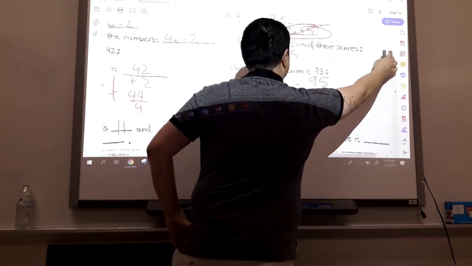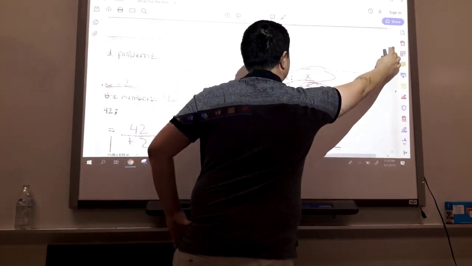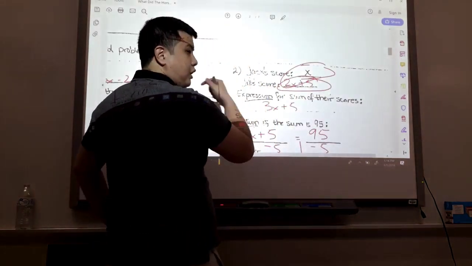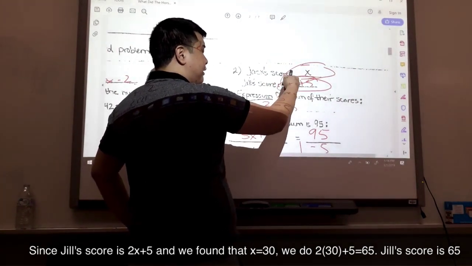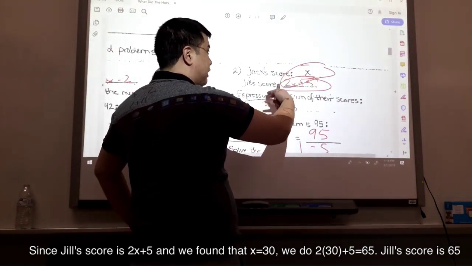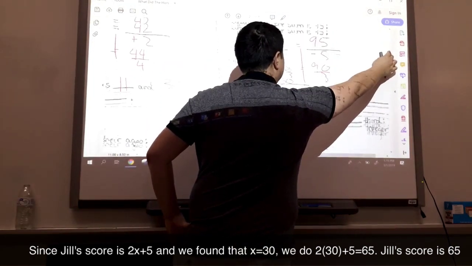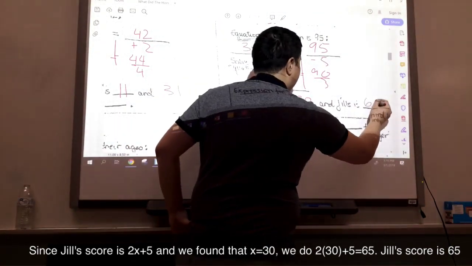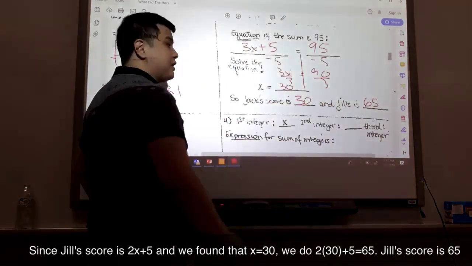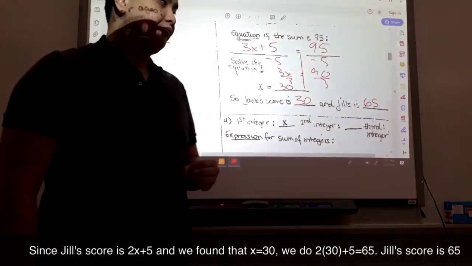To find Jill's score, we need to take Jack's score and plug it into the expression for Jill's score. Because Jill's score is 5 more than twice Jack's score. So therefore, we do 2 times 30, which is 60 plus 5, 65. And please notice that 30 plus 65 is in fact 95 as stated.